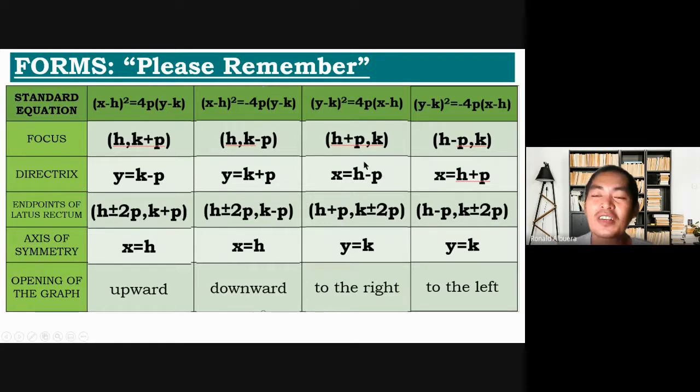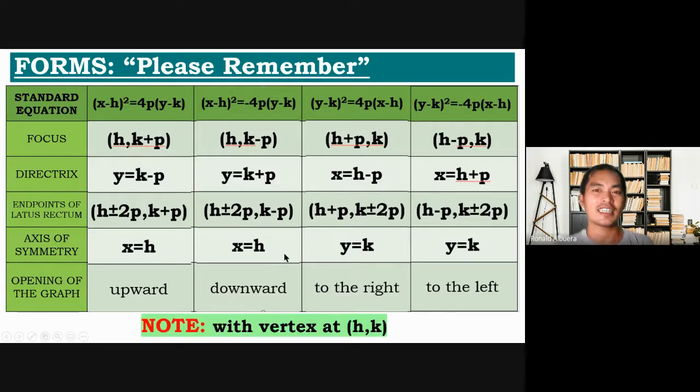Then, what we get is the x-coordinate. Remember that it is the x-coordinate because x has the value. Remember, x has the value and it's always opposite. Then, for the axis of symmetry, whatever has the square, that is also on the left side. So, x equals the horizontal and y equals the k value of the focus. While this h is the x-coordinate of the focus.